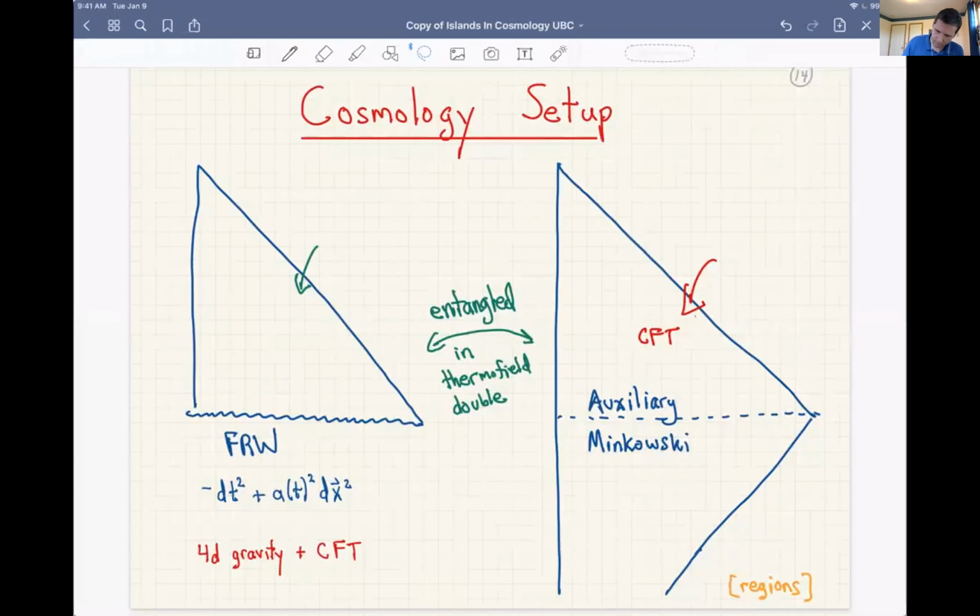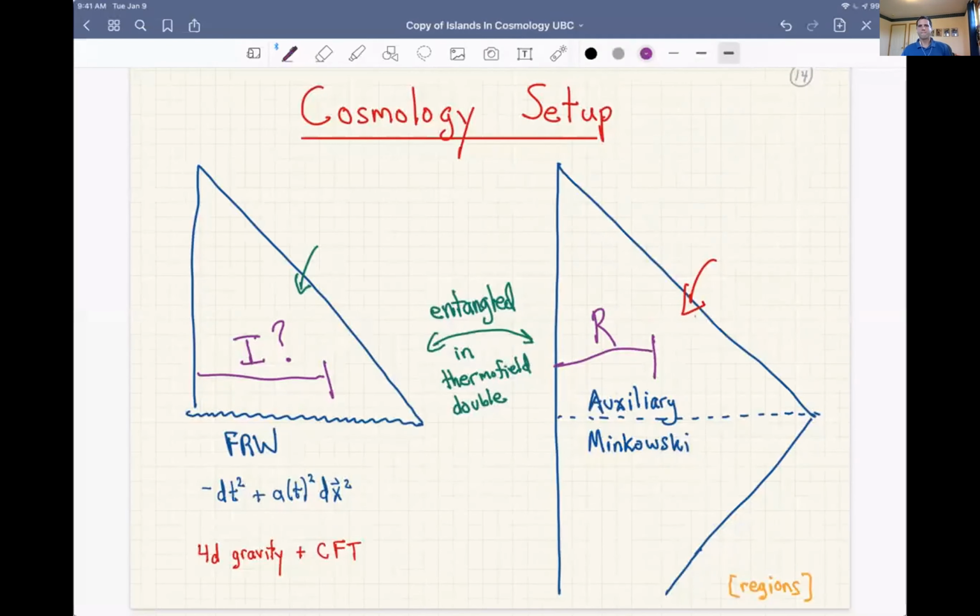So that's our theory. And now when we look for islands, what we have in mind is the following. We want to ask whether there are regions in FRW which can be islands. So we are looking for situations where there's a region R in the auxiliary space and a region I in FRW. You should think of the auxiliary space as being like the Hawking radiation in the evaporating black hole problem, and the cosmology as being like the black hole interior. So we're looking for islands in the gravitational region through their entanglement with the auxiliary Minkowski space. Is that clear? Questions?